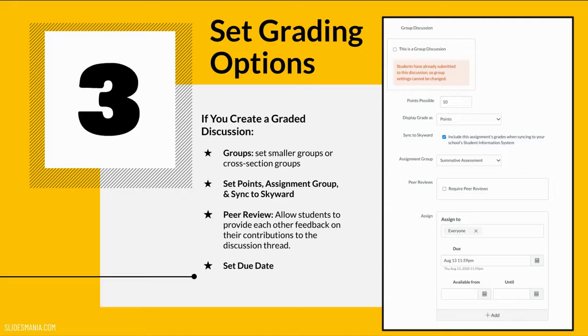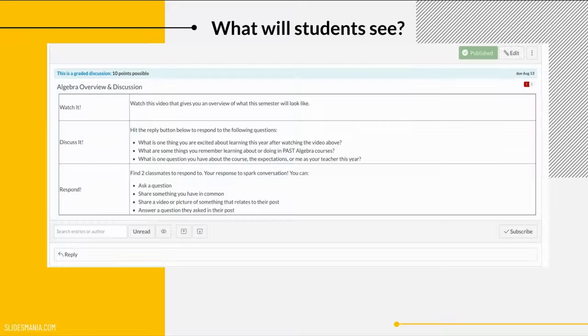If it is a graded discussion post, you can choose to create a group discussion where you separate students into smaller groups to talk about a certain topic. You're going to assign the points, tell it to sync to Skyward, and determine your assignment group, just like you do any normal assignment. You can decide to do peer review if you want students to look at each other's posts. It encourages a time for students to actually read each other's posts and give thoughtful feedback on how they did. And then as always, you're going to set that due date.